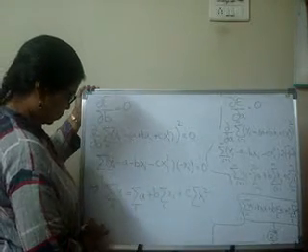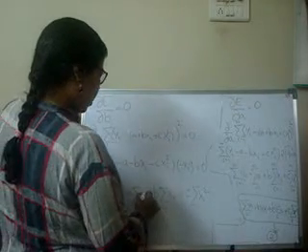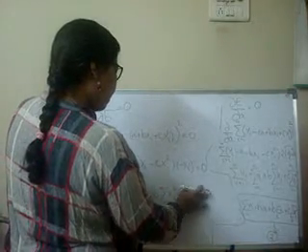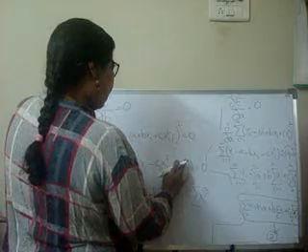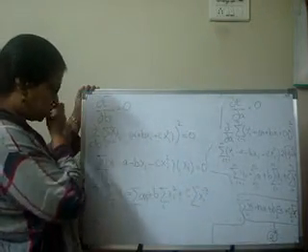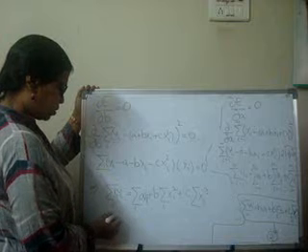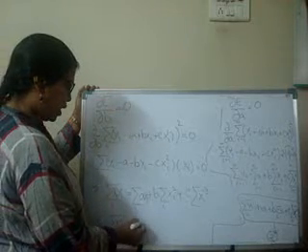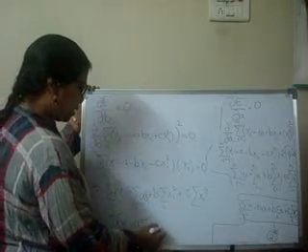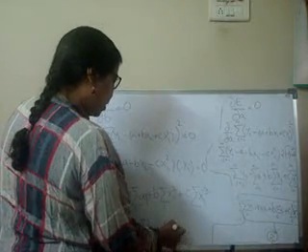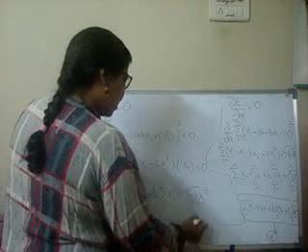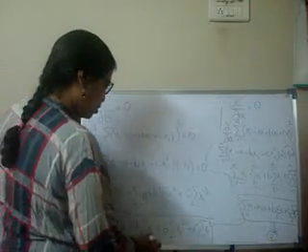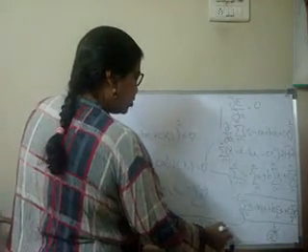Now that is, so summation over i xi yi is equal to a summation xi plus b summation xi square plus c summation xi cube. This is equation number 3.